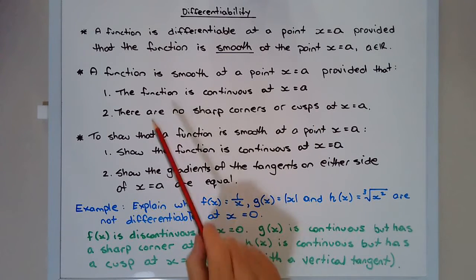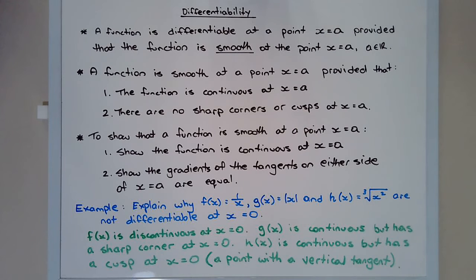Now, if a function is continuous at x equals a, that does not necessarily mean that the function is smooth. However, if a function is smooth at x equals a, or any particular point for that matter, then that does imply that the function must be continuous at that point.